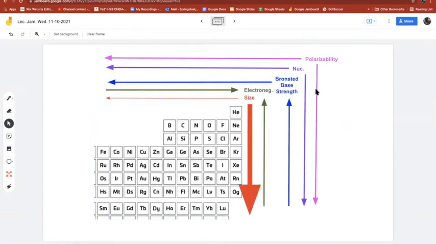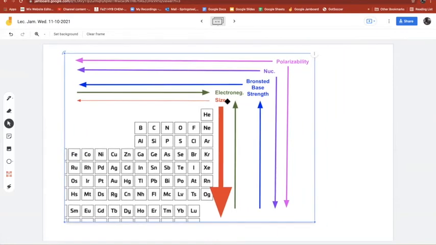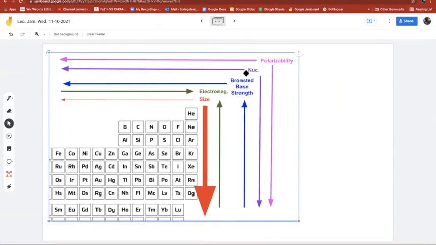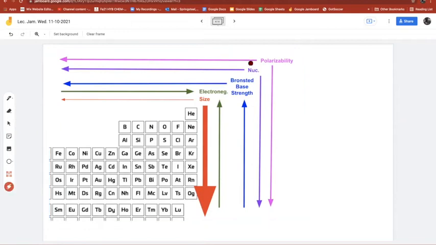Atoms that are more polarizable are better nucleophiles. See how polarizability and nucleophilicity are the same? They both get stronger to the left, and they both get stronger down. Okay, let's do some examples off of that. Who is the stronger nucleophile?